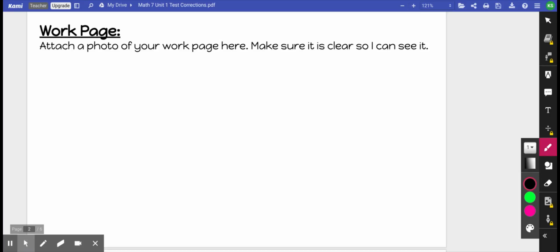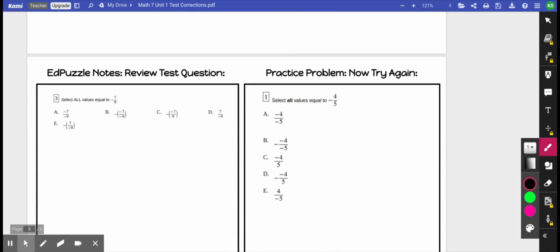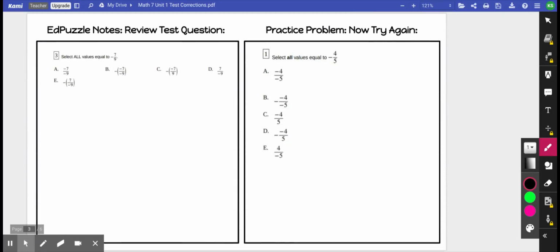Let's actually get into the problems. On the left is going to be the test question that was missed. On the right is the practice problem that you are going to try. Let's go over this one. This was number 3 on your test. It says select all values equal to -7/9. If we look at this, we're going to look at each of those.